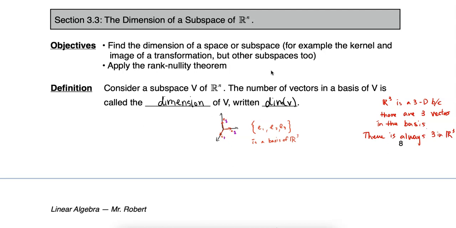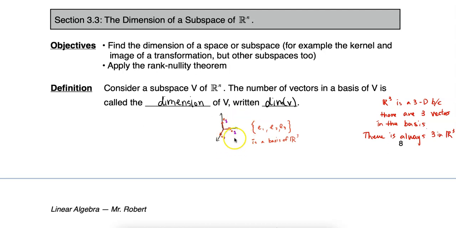Consider a subspace V of Rn. The number of vectors in the basis is what we call the dimension, and it is written dim V. So here's space R3, we have the standard basis E1, E2, E3, and with these 3 vectors we are able to reach everywhere in space. This means that E1, E2, and E3 are spanning the space.